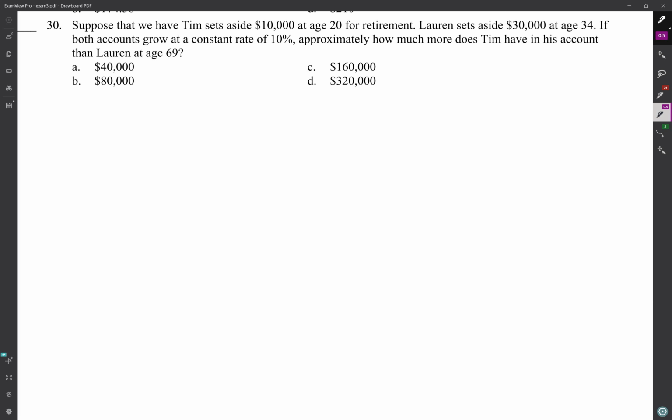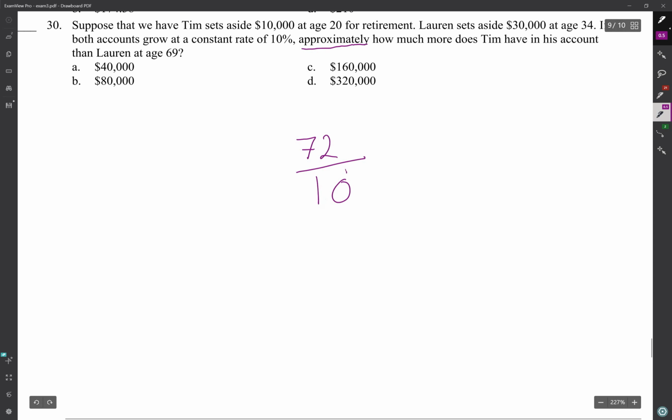Okay, so we're going to use the rule of 72 here. What does that mean? Well, we're going to see how long it's going to take for our money to double. So we're going to say 72 divided by 10. And that's not super clean, because that would give us 7.2. We're looking for approximations here.